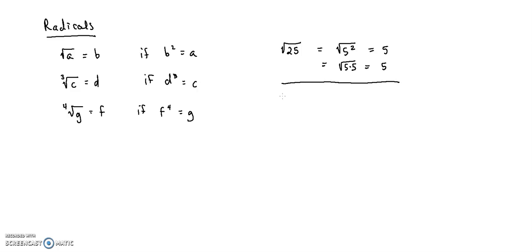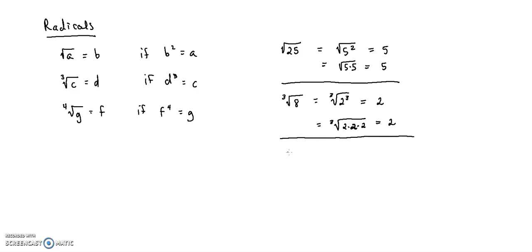For cube root, we need 3 identical factors. So let's say we've got the cube root of 8. So I can write 8 as 2 to the third. Okay, 2 times 2 times 2 is 8. The cube root and the cube, okay, they do the opposite, so the answer is 2. Or you can look at this as cube root of 2 times 2 times 2. I need 3 identical factors, and I get 2.